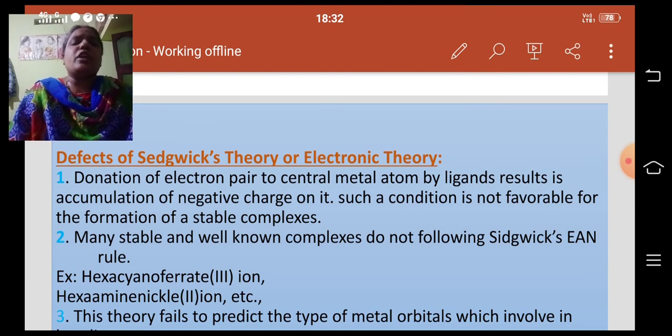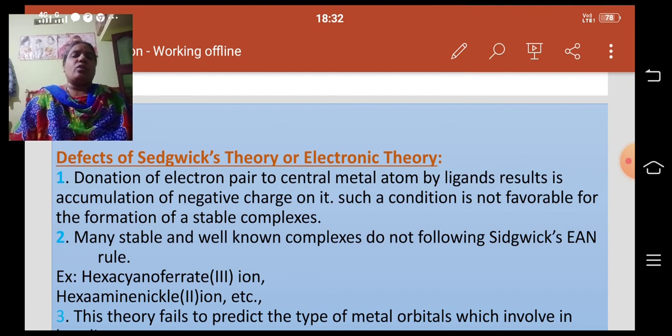Next, many stable complexes, especially the hexacyanoferrate(III) complex, are highly stable but do not obey the EAN rule. Even though the hexacyanoferrate(III) complex does not obey the EAN rule, it is highly stable. So why is that complex stable? For that question also, Sidgwick's theory does not give any answer.